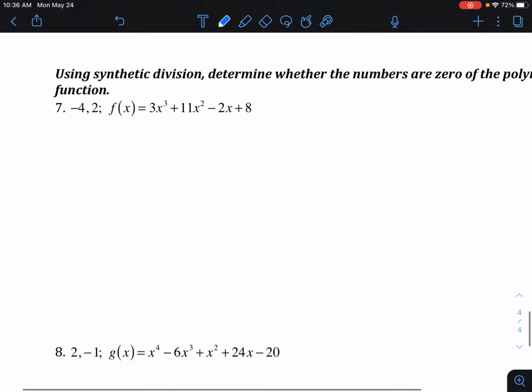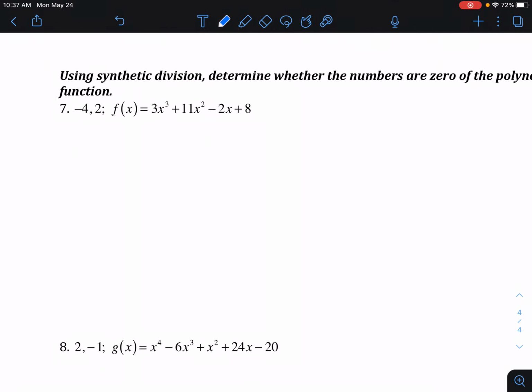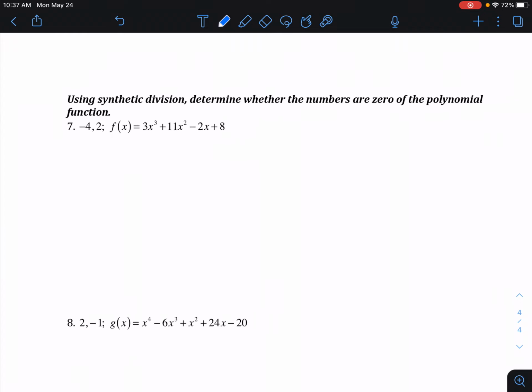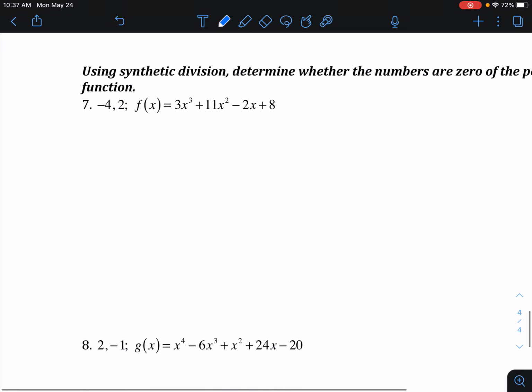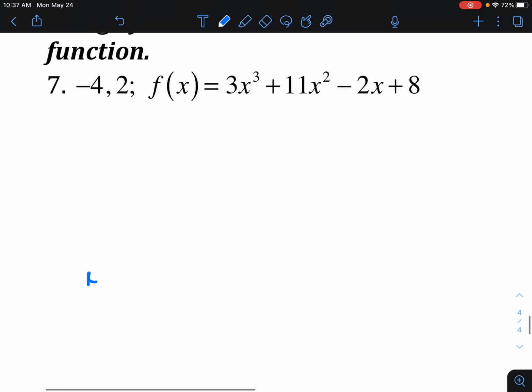Number 7, using synthetic division, determine whether the numbers are zeros of the polynomials. So we're going to divide now. They're giving us 2 problems in one here for number 7. We got to test negative 4, and then we have to do another problem to test the 2. Now, we are going to use negative 4 here. Don't do the opposite because it doesn't have an x in front.